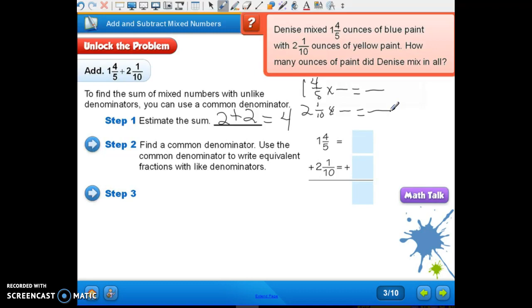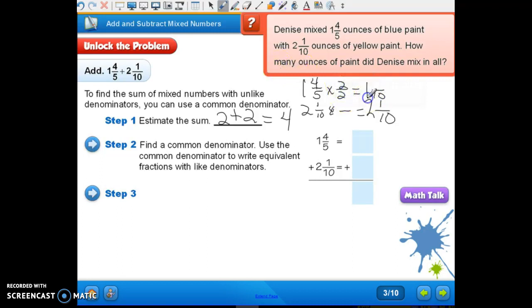10. Okay, so are we going to have to change this 2 1/10? Or can it stay the same? It can stay the same. So we can do 2 1/10. Okay? How about our fifth here? What are we going to take it times? Times 2. Because we want it to be tenths here.